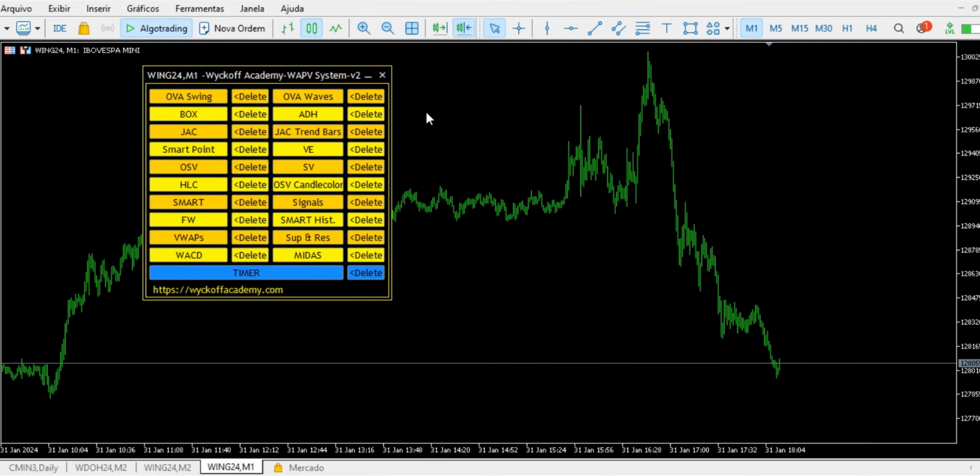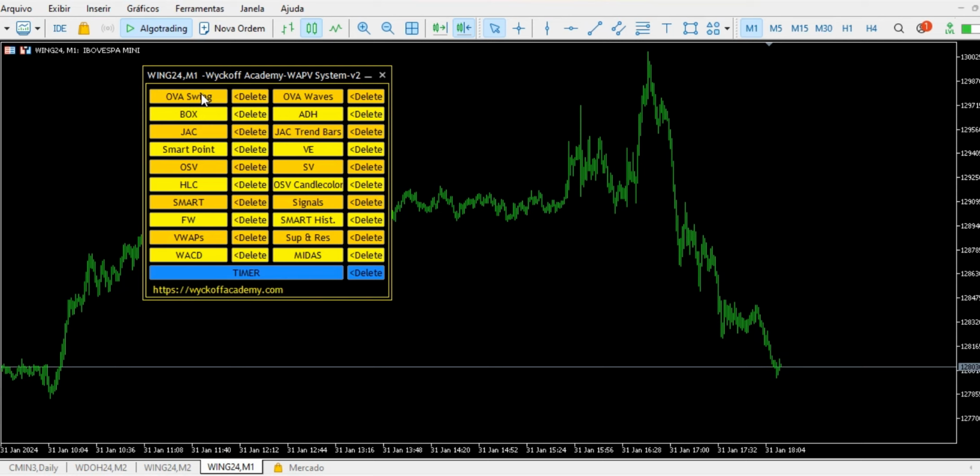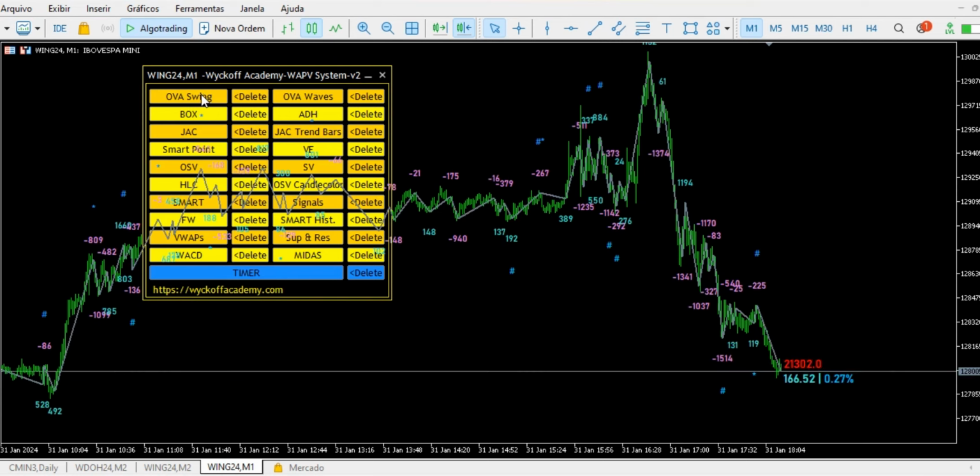Let's see what each of them shows on the screen, and how they can help with your entry and exit operations, thus leading to consistency. The first of them is the OVA swing. This tool shows important information regarding what is actually happening in the market.